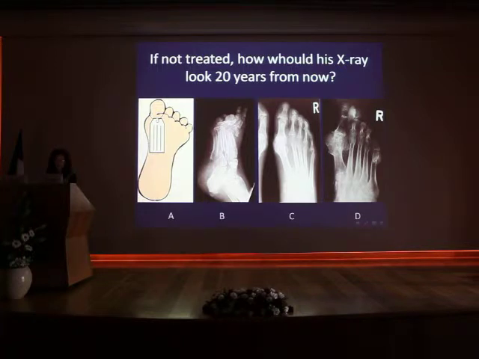His foot won't look so nice. It doesn't look like a 70-year-old. Yeah, you're right. And do you know what's the main pathology in B? It's a neuropathic joint. We see the distraction and the dislocation and disorganization of the joint of the neuropathic foot.